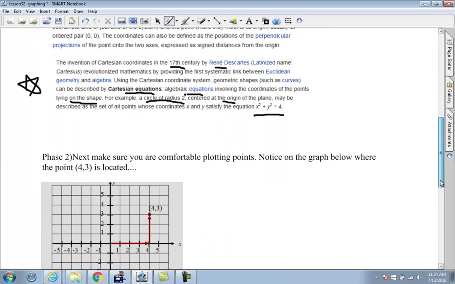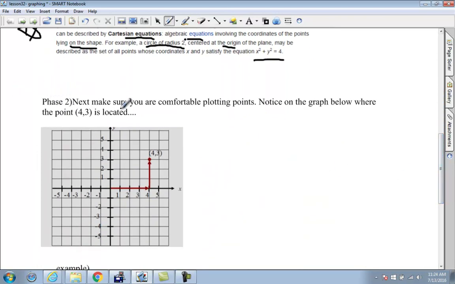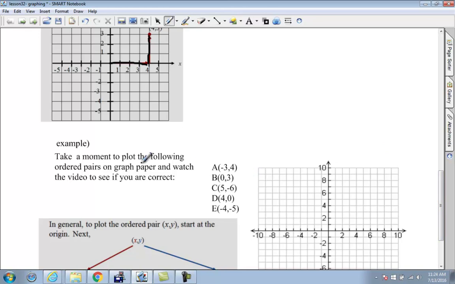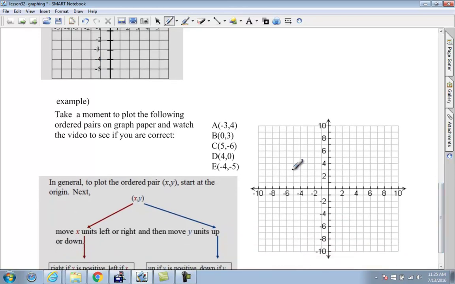Okay, let's continue a little further. Phase 2, make sure you're comfortable plotting points. Notice on the graph below where the point 4, 3 is located. So it's like over 4 from origin. Okay, so you start at origin, move over 4 to the right, up 3. So I like to read that as 4 to the right, up 3, starting at origin. Okay. So we're going to plot points here in a moment. So take a moment to plot the following points. You may want to hit pause right now. Okay? So maybe hit pause, try it on your own. But now I'm going to dive in and do it with you.